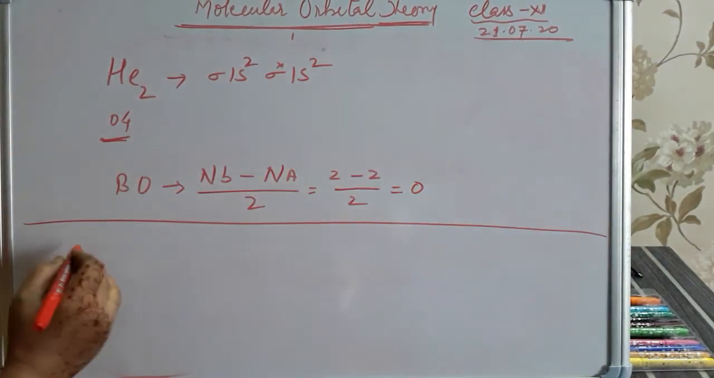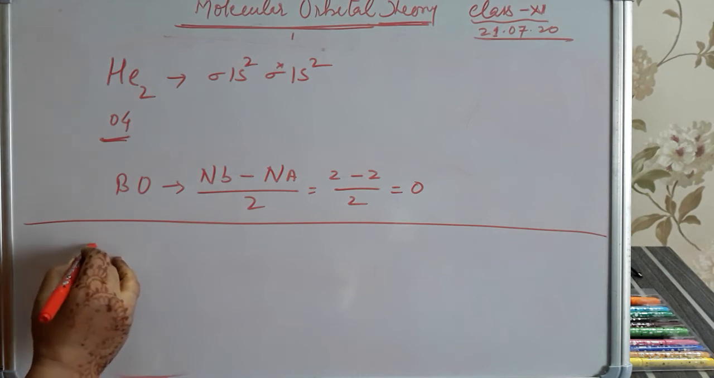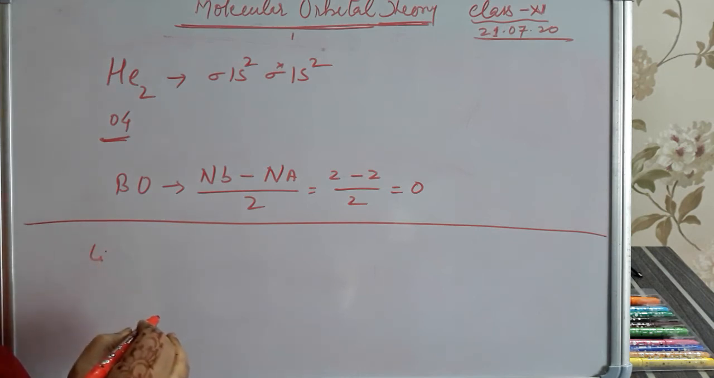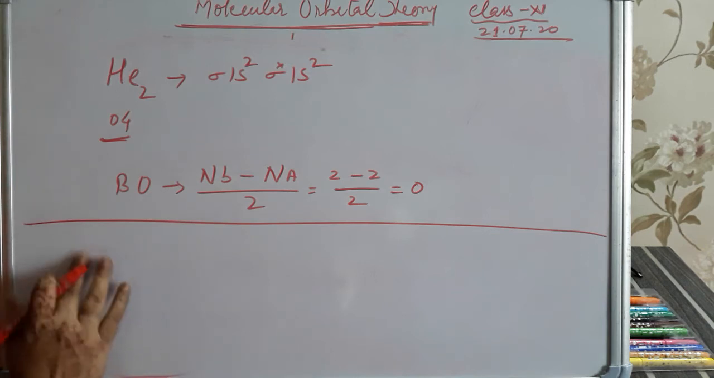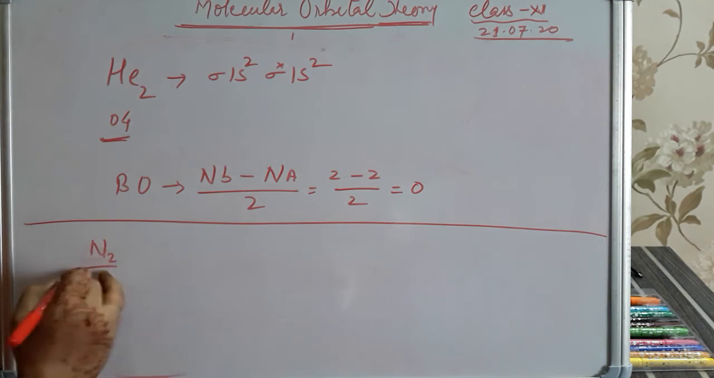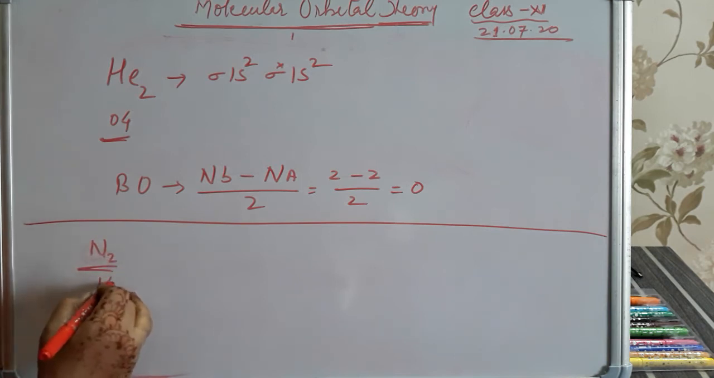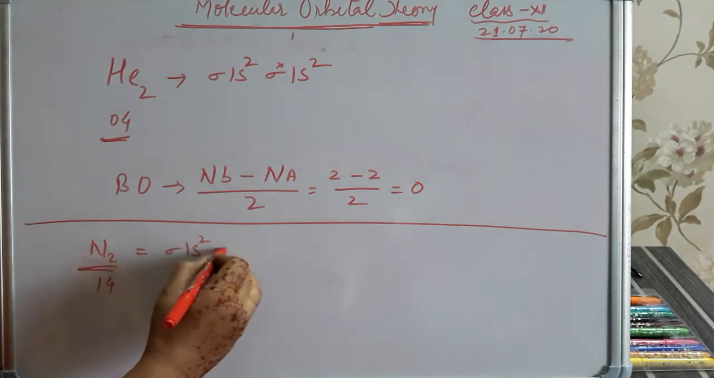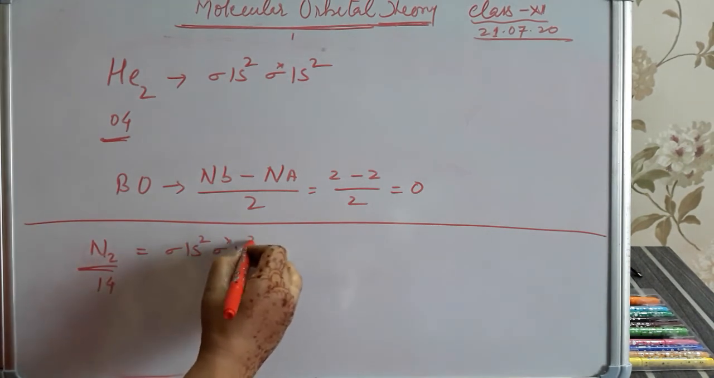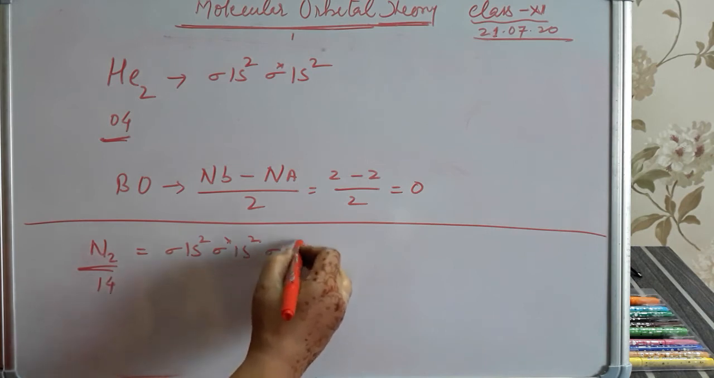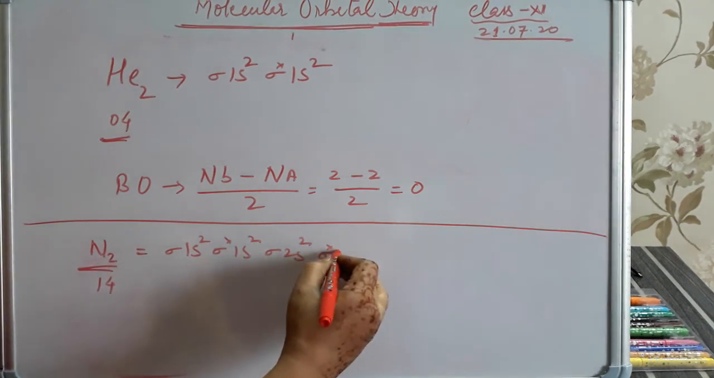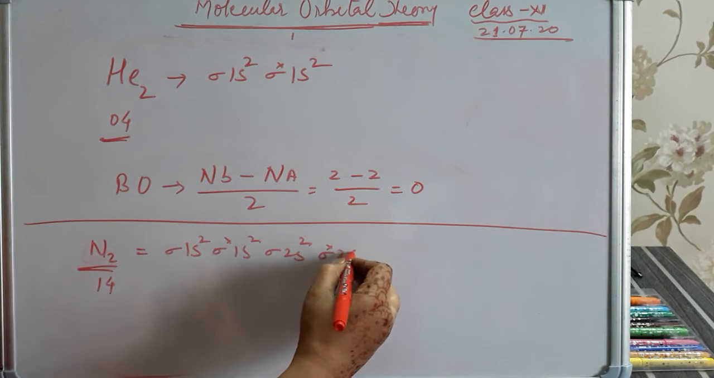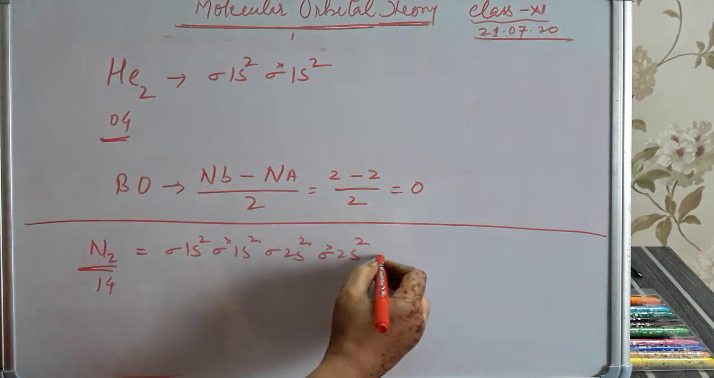Next, suppose we write down the configuration of nitrogen. Total number of electrons is 14. So write down sigma 1s2, sigma anti-bonding 1s2, sigma 2s2, sigma anti-bonding 2s2.